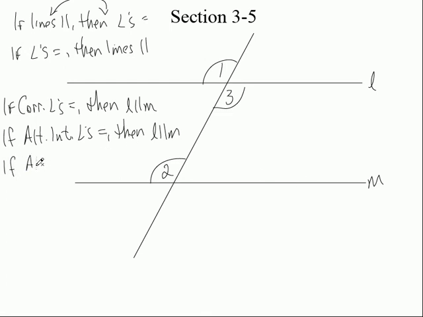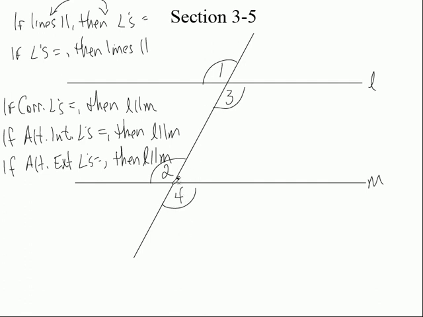What's the other thing we could say? If the alternate exterior angles are equal, then line L is parallel to line M. You get it? So let's say this is a 4 right there. You with me? So watch. If angle 1 is equal to angle 4, they're alternate exterior angles, aren't they?